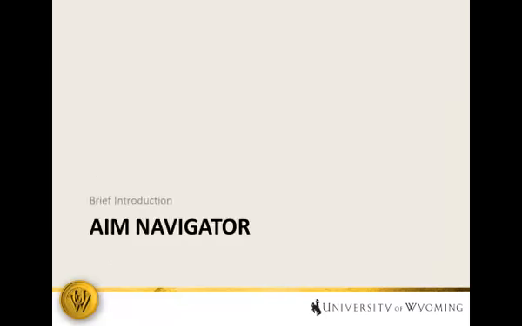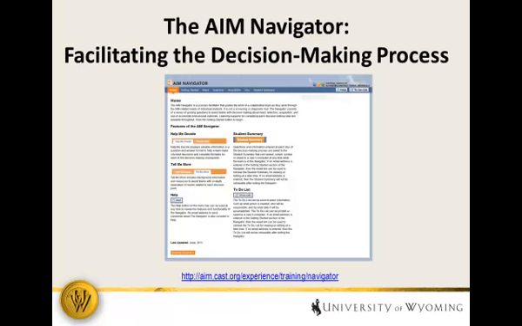The AIM Navigator, a brief introduction. The AIM Navigator is a free web-based tool that facilitates the process of decision-making around AIM for an individual student by IEP or other decision-making teams. The AIM Navigator provides extensive support at each decision-making point through a series of guided questions. The AIM Navigator collects all decisions made by the team and uses that information to create a summary report.